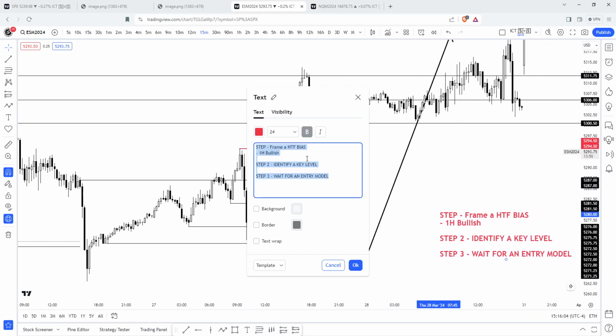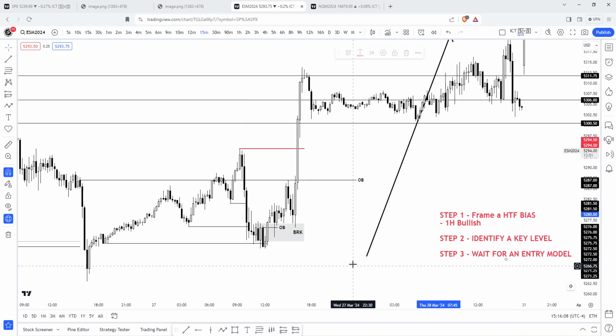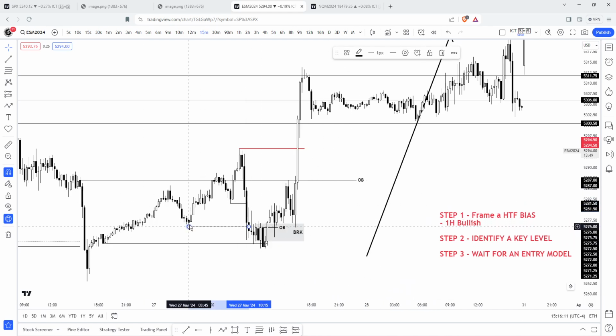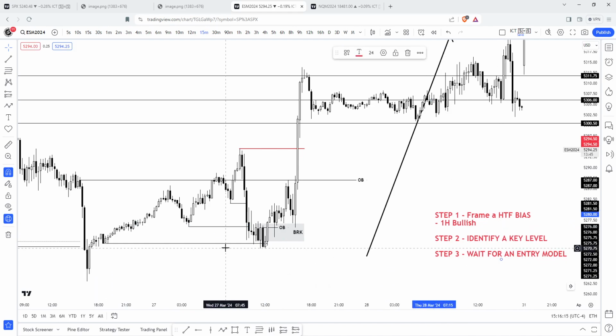We're framing a higher time frame bias. That was step 1. Step 2 is identify a key level. We have these old lows right in here. Step 3, wait for an entry model. And pay attention to the wicks and bodies of the candles. That's going to be it for this video.